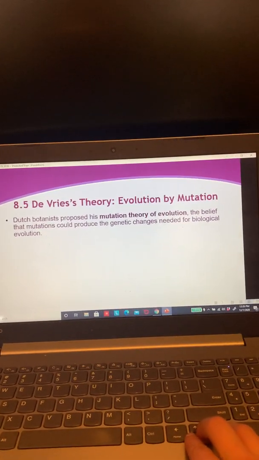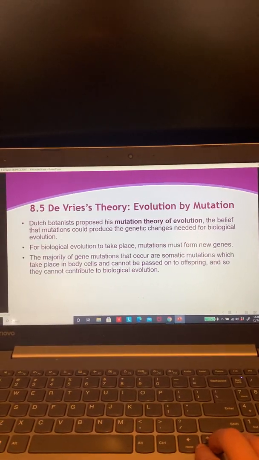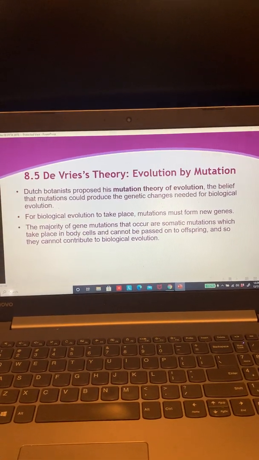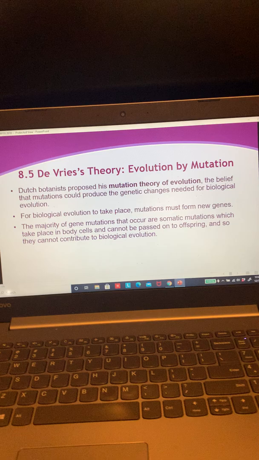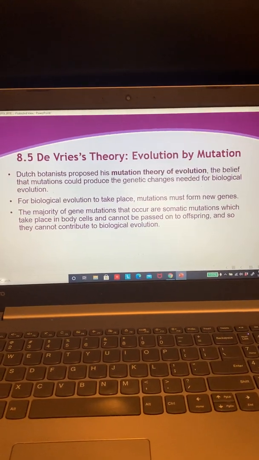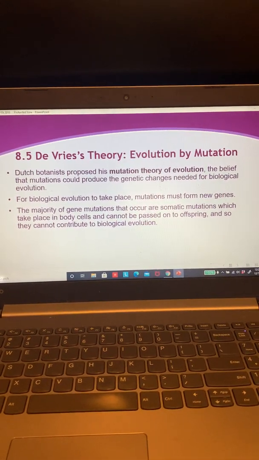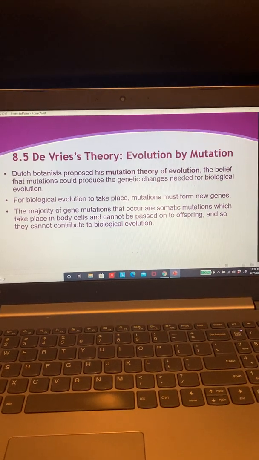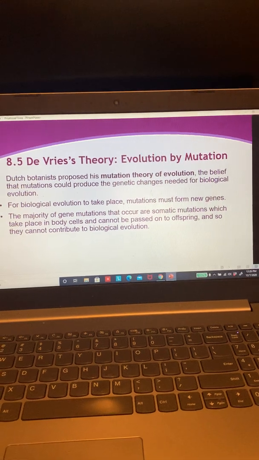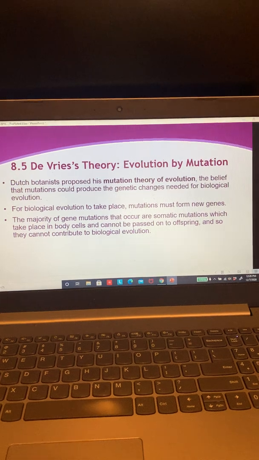So he believed that if there were enough mutations, then you could have this change from one kind of organism to another. But for biological evolution to take place, mutations must form new genes. We do see new genetic material when mutations occur in the genes, but the majority of these gene mutations are somatic mutations, which take place in the body cells. These somatic mutations are not passed on to offspring, so they cannot contribute to biological evolution.